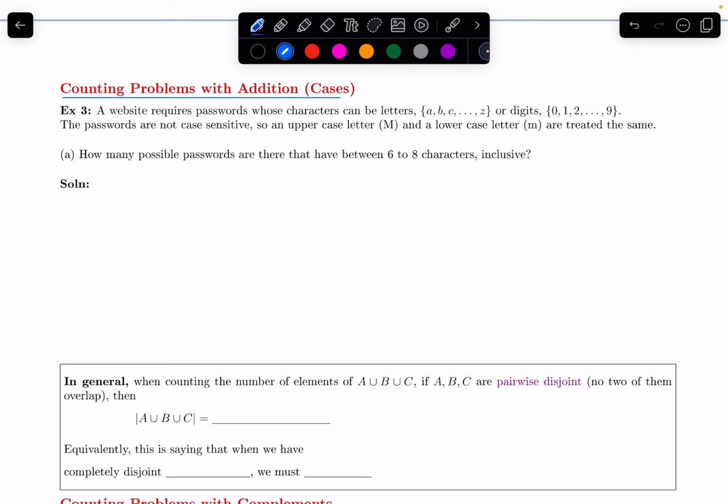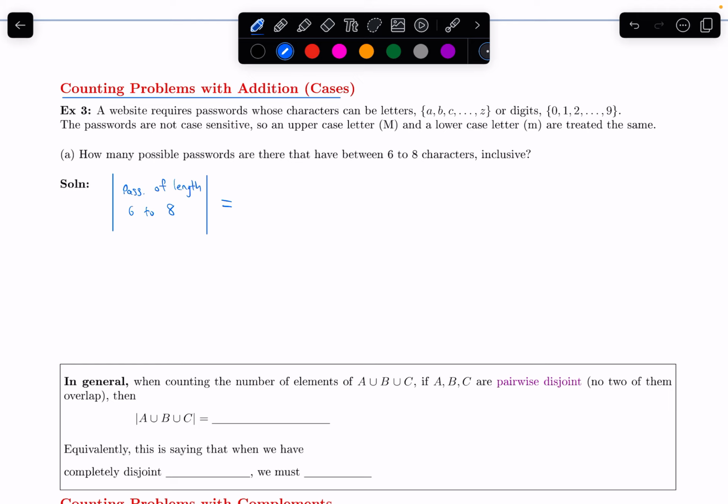Okay, so what I'm looking for is the number of passwords of length 6 up until 8. And we've seen this notation before when I draw these absolute value bars around a set. That's talking about the size of that set. How many elements are there in that set? In this case, how many passwords are there of length 6 to 8?